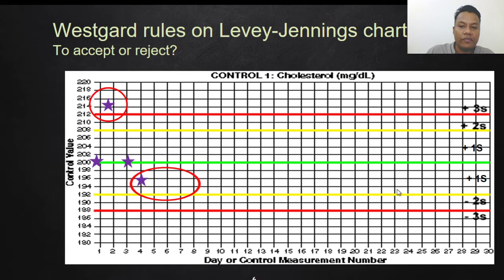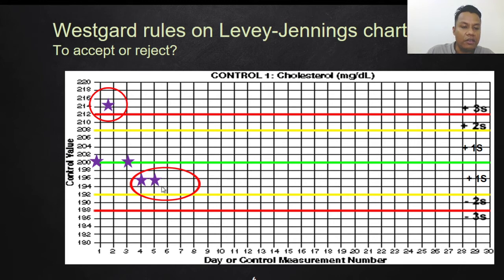The next day, this is one standard deviation. The result is out of range for the 1SD, but not more than 2SD, 2S. So we still accept for that day, but we treat this as a precaution or warning. The day after, they are giving the same pattern. This is what we call a pattern. They are not close to the true value, but not that far, not as bad as this one.